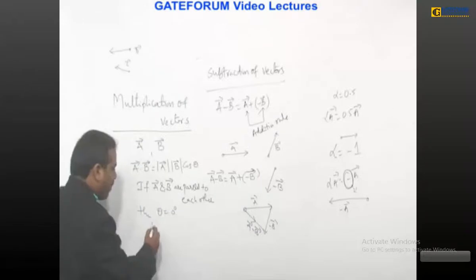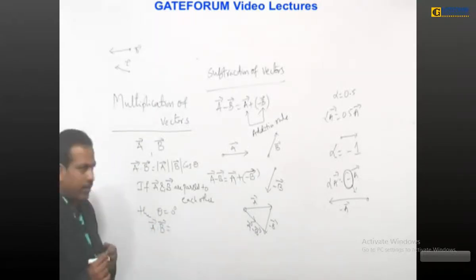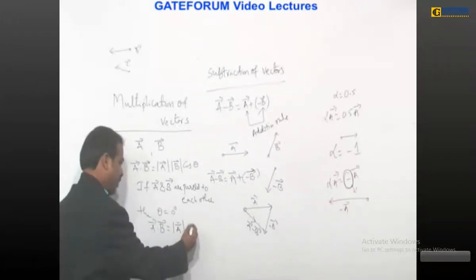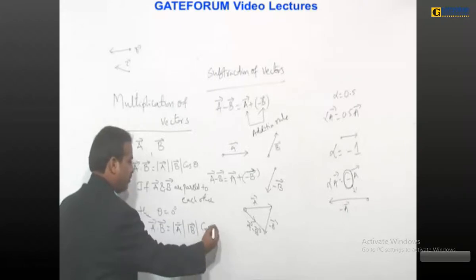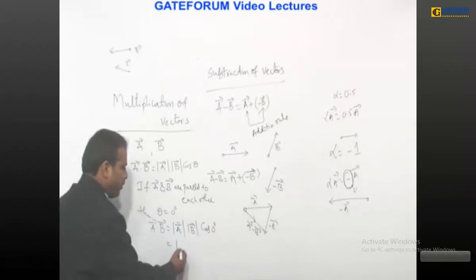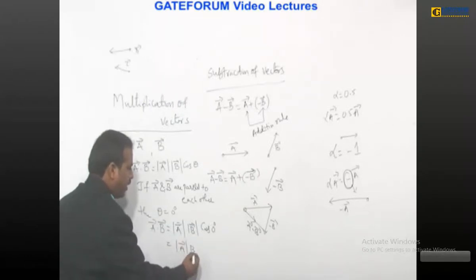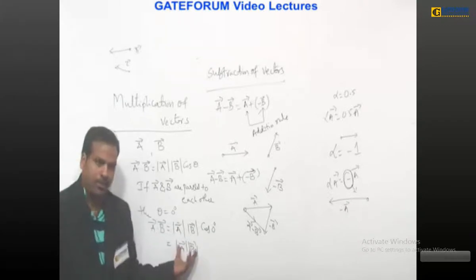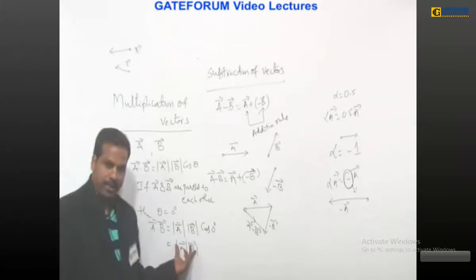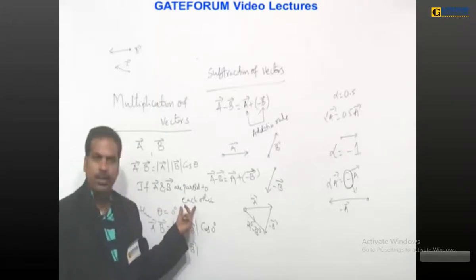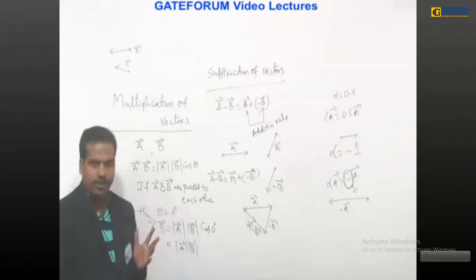So what does the dot product become now? A bar dot B bar becomes just the magnitude of A bar into the magnitude of B bar into cos 0. Cos 0 becomes 1, so now it becomes finite. That means the dot product between the two vectors is finite, not 0, especially when the angle between them is equal to 0 degrees.